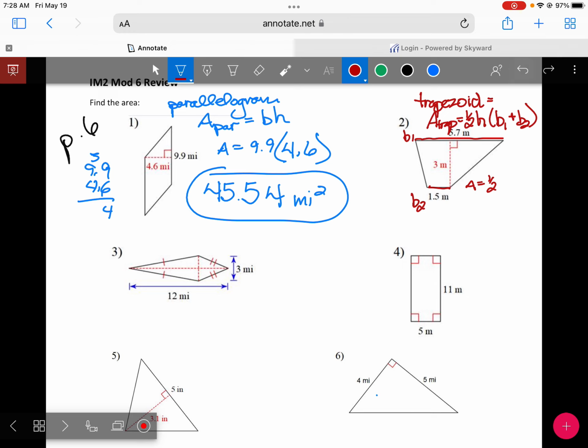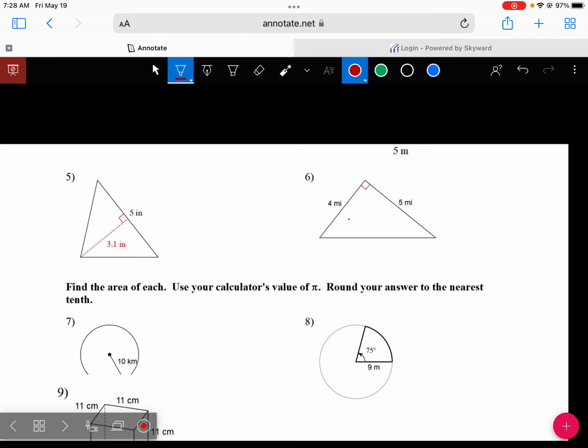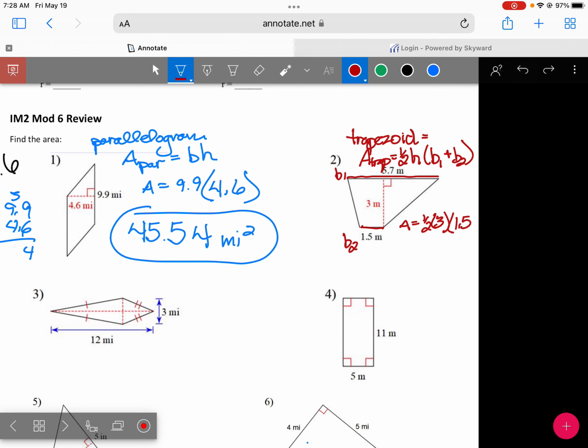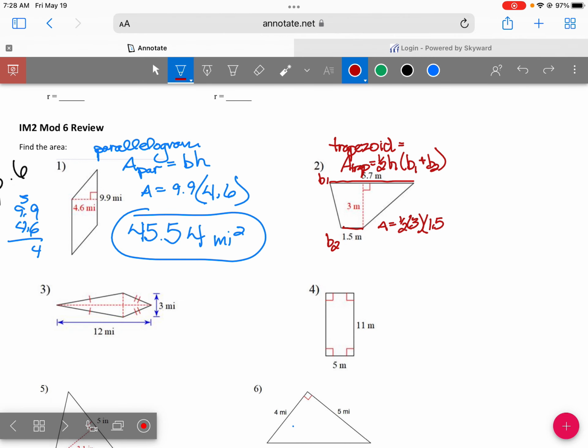And that height happens to be 3. Times base 1, 1.5. Let's expand this a little. Plus, well, shoot. I should have done 5.7 first. There we go. Need the eraser. Technical difficulty. 5.7 is base 1 plus 1.5 base 2.